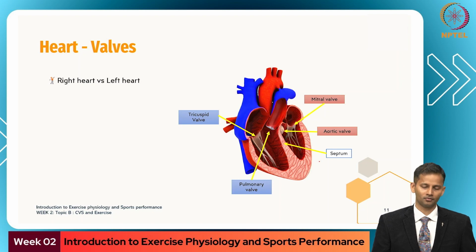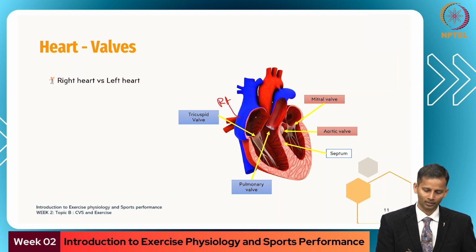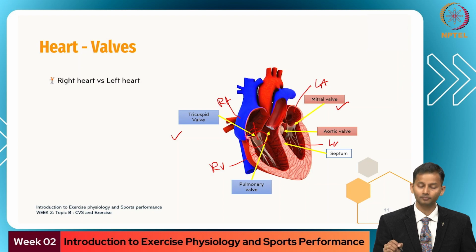Between the right and the left, if you see, the right atrium is here. The blood from the right atrium enters into the right ventricle by means of what you call the tricuspid valve. Why is it named so? Because it has three cusps. That is the name, tricuspid. We come to the left hand side. You have the left atrium and the left ventricle. The blood from the left atrium enters the left ventricle by means of the mitral valve.